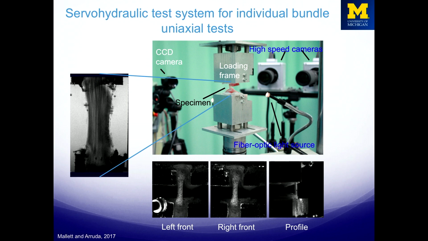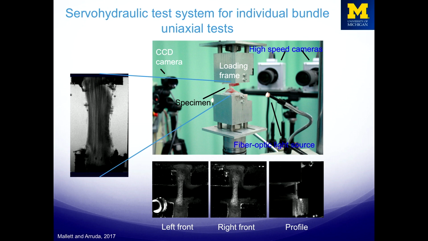So we use digital image correlation for the first set of data I'm going to show you. Again, here's a nice MR image of one of the bundles. So there it is mounted in the load frame. We have two high-speed cameras to do 3D DIC. And then we had to stick in a third camera at 90 degrees to get the profile or the third direction.